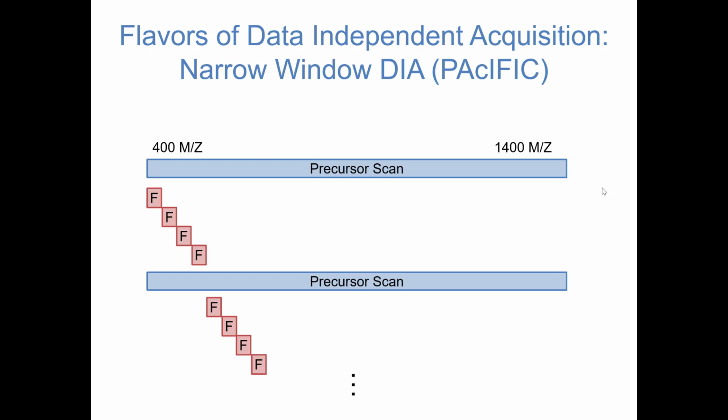Why would it be a benefit not to be reliant on having a precursor to trigger off of? Because DDA requires that you see a precursor signal before it says, oh, I'm going to select that for peptide sequencing. You will lose some of the sensitivity if you don't see the precursor. You will never identify anything.